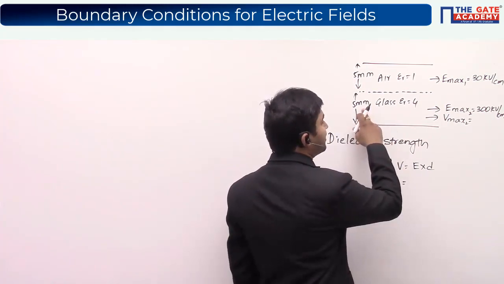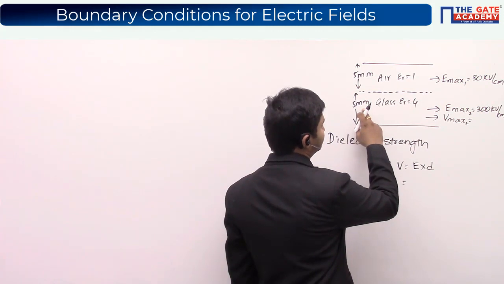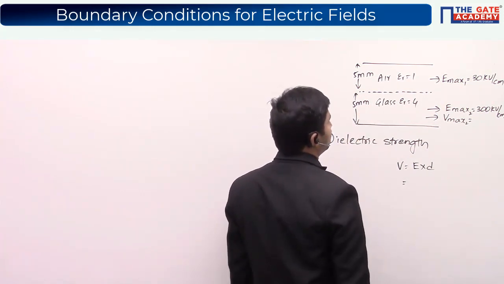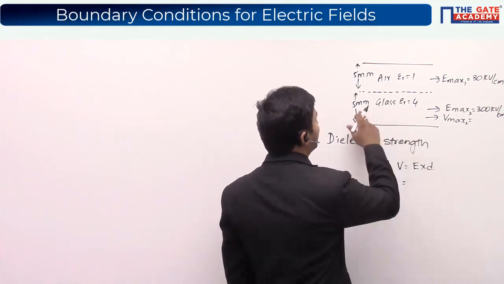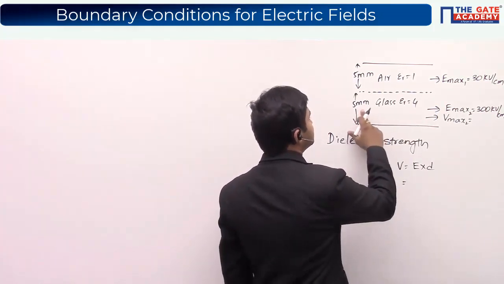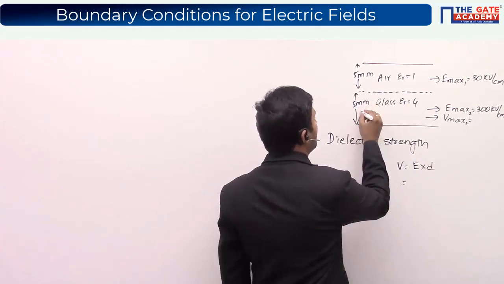So 5 × 10⁻³ meters. What could be the value? If I wanted to write it in terms of centimeters, this is going to be 0.5 centimeters.